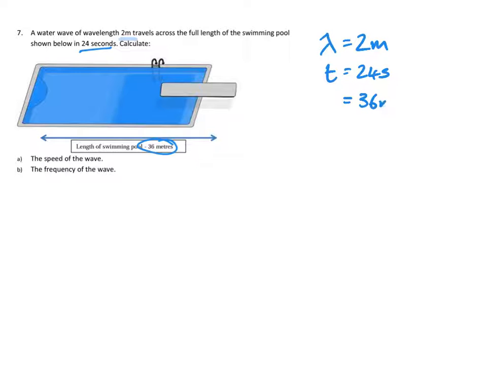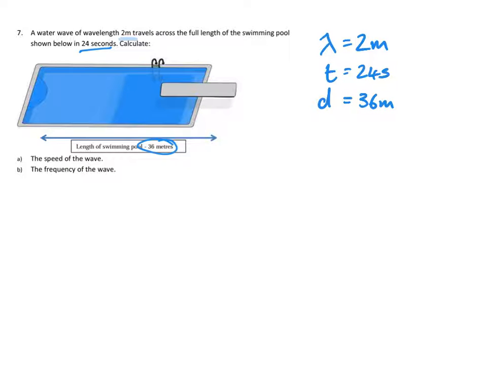Now what am I going to call that? Well, I could call it L for length, but L doesn't appear in any of my equations. Is it a wavelength? Yeah, it's a distance that the wave travels, isn't it? Because it tells us that the wave travels the length of the swimming pool. So it's the distance rather than the length of one individual wave.